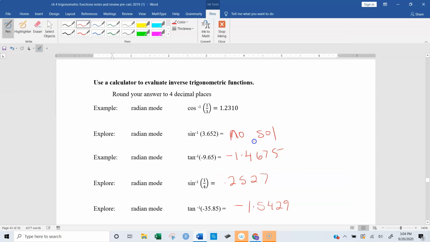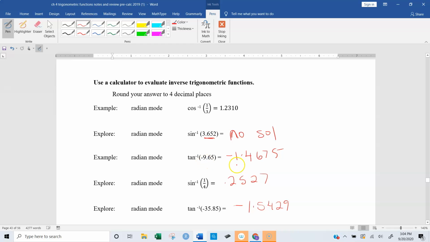All right, when you did yours, you should have said no solution here. This is outside of our range. It has to be between 1 and -1. Since it's outside of 1, -1, there's no solution. Sine will never go that high. Okay, tan will. Remember, it does not have that upper bound.